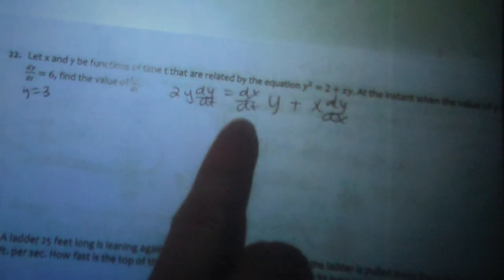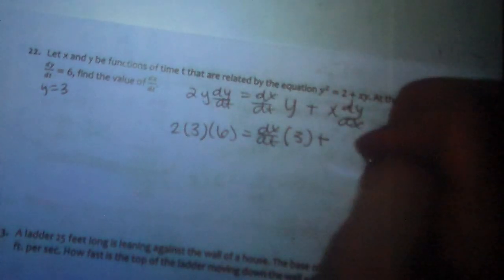We've got y equals 3 and dy/dt equals 6. Find dx/dt. Take the derivative with respect to time, so 2y dy/dt equals the derivative of that: 0 dx/dt y plus x dy/dt. The derivative of x is not 1 because we're not taking it with respect to x, we're doing it with respect to time, so that's dx/dt.